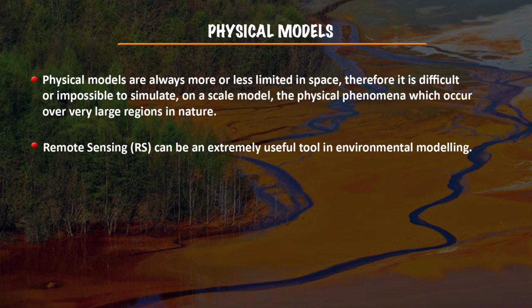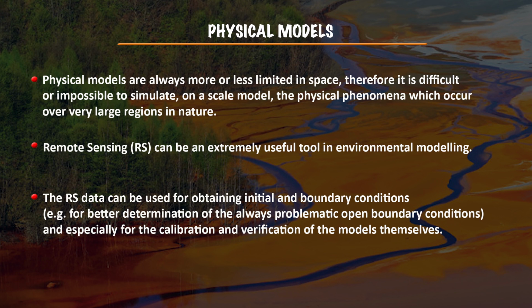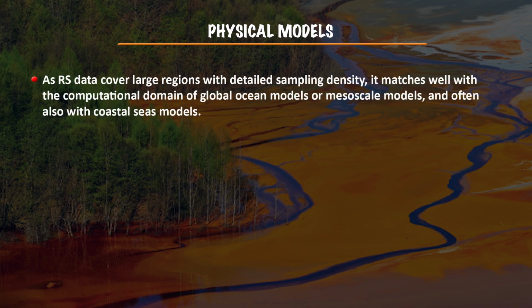Remote sensing can be an extremely useful tool in environmental modeling. Remote sensing data can be used for obtaining initial and boundary conditions, for better determination of the problematic open boundary conditions, and especially for calibration and verification. Remote sensing data cover large regions with a detailed sampling density, and also match well with the computational domain of the global ocean models or the mesoscale models, and frequently it is used for the coastal sea models.